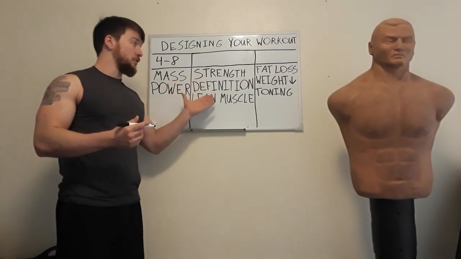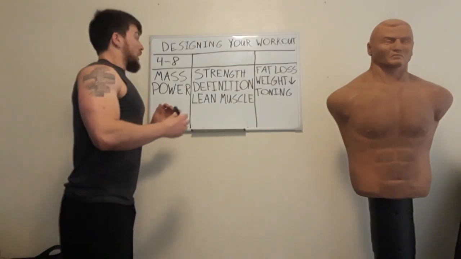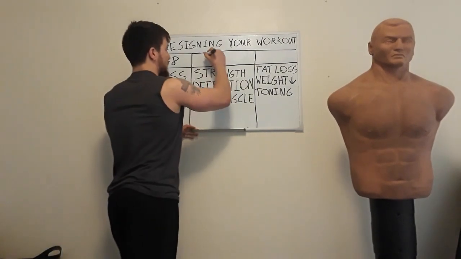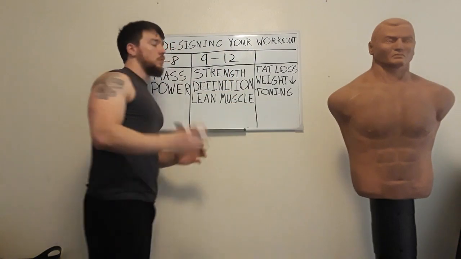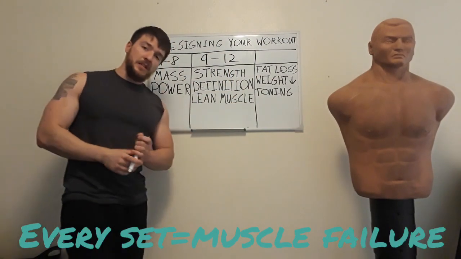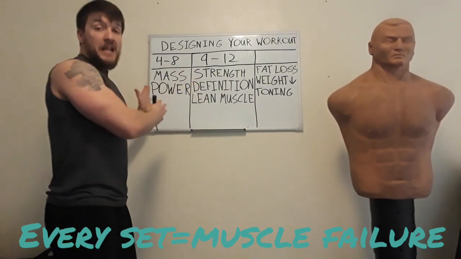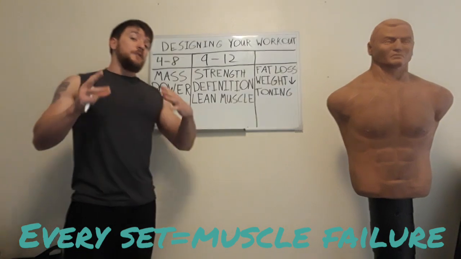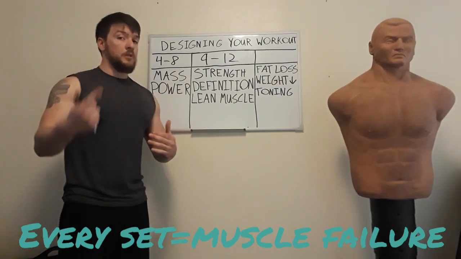Now, if your goal is strength, definition, lean mass, which is what I'm all about, your goal is going to be right here. You want a good solid 9 to 12 repetitions per set, right? And why that is so different than mass training is you're going to engage fewer muscle fibers, but you're going to work them more repeatedly, right?